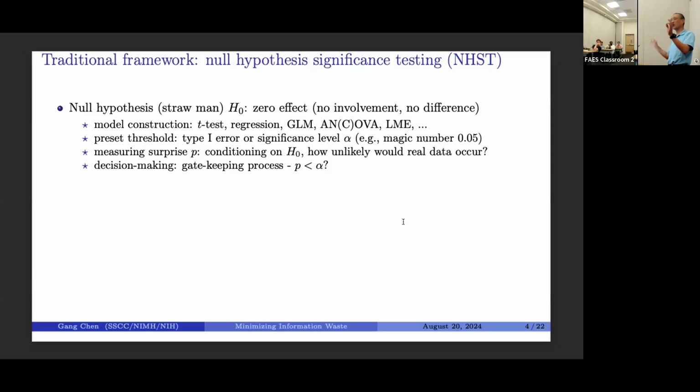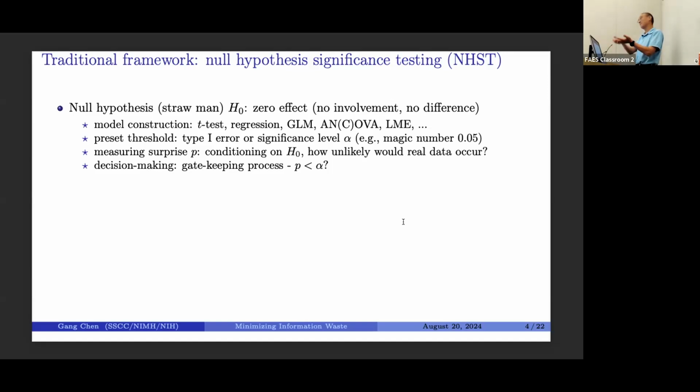Whenever we compare two conditions, or compare patients versus controls, we pretend that there's no difference. That's called null because it's 0 effect. So the brain region is not involved in this task, or there's no difference between such and such. That's called the null hypothesis, 0 effect. Under that condition, now we want to check our data.